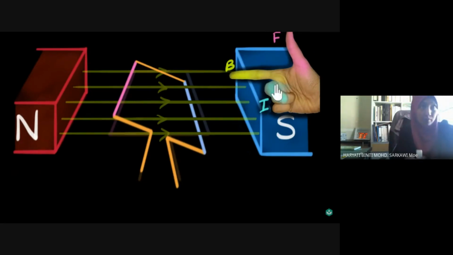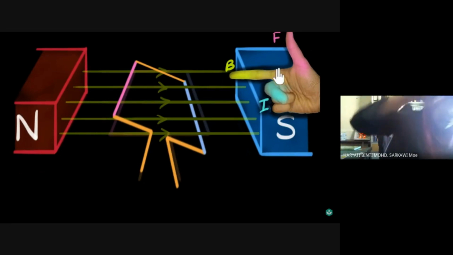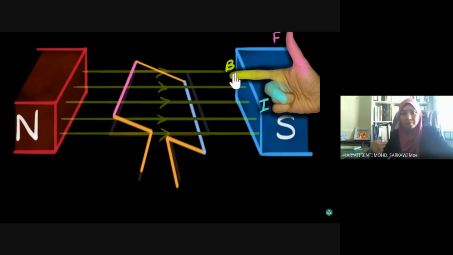Then our middle finger will give us the direction of the current. So all we have to do is align our right hand to make sure the thumb and the forefinger point in the direction of the motion and the magnetic field. Then the middle finger will give us the direction of the current.